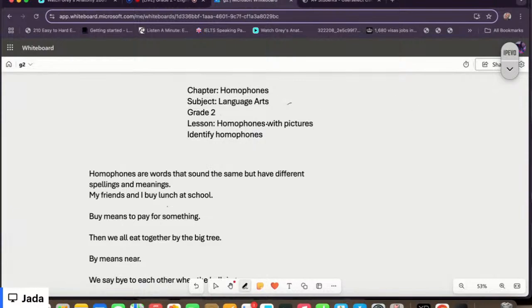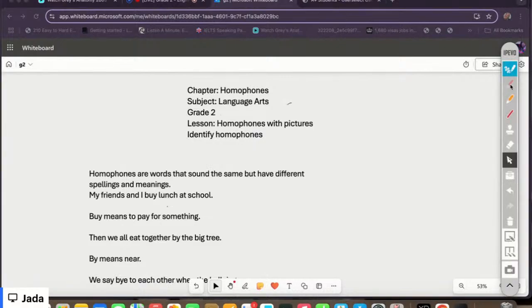Today we will be having homophones from grade 2. First of all, you have to log in using aplusstudent.com. You click on your name, move on to language art, grade 2, and scroll down to the lesson homophones. The lessons will be homophones with picture, identify homophones. So that's what we'll be doing today.